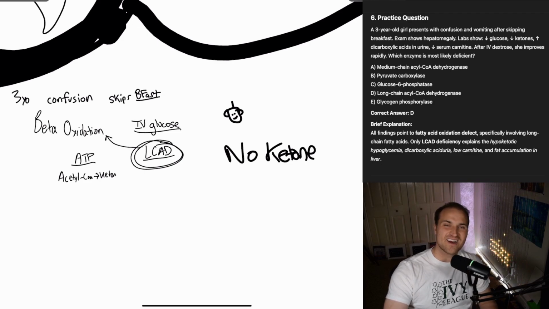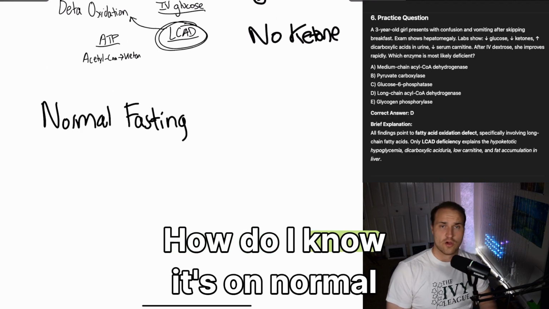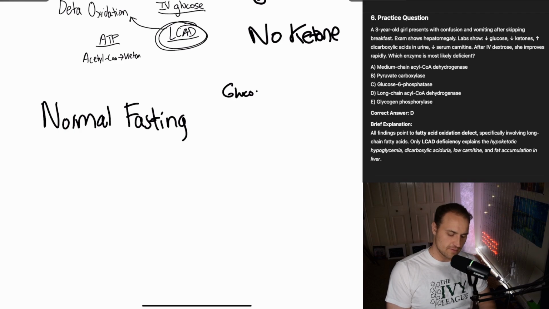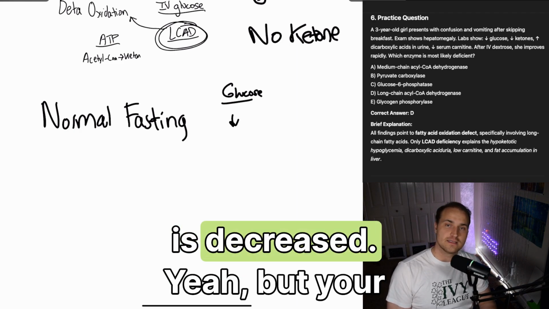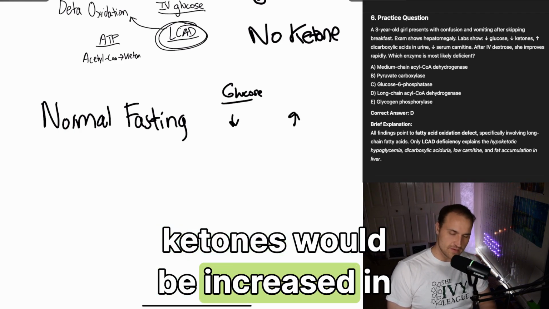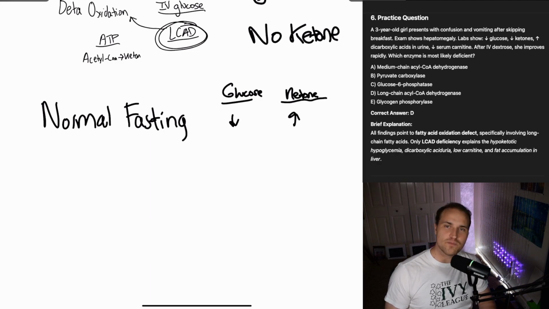So this is an inherited enzyme deficiency. And now you might be thinking, okay, that's all well and good, Blake, I get it, but on test day they're going to confuse me. How do I know it's not normal fasting, Blake? Well, good question, Blake. Glucose is decreased, yeah, but your ketones would be increased in normal fasting, right? A healthy person just burned the fat for energy. And so the ketones are increased in normal fasting.